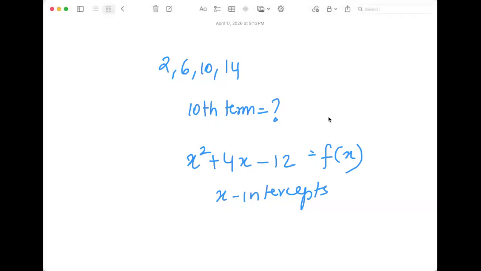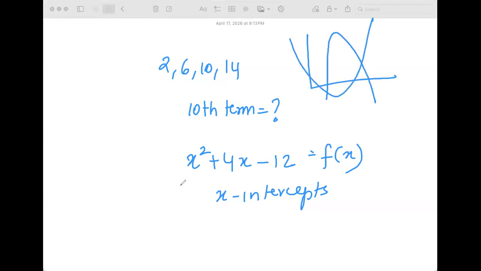So what do you do to find out the x-intercept? How will you find out? Of a line, what does the x-intercept mean? There's a parabola. Either this or this is a parabola. Here the leading coefficient is a positive number, so definitely it is an upward facing parabola.